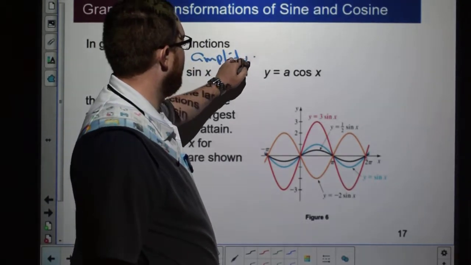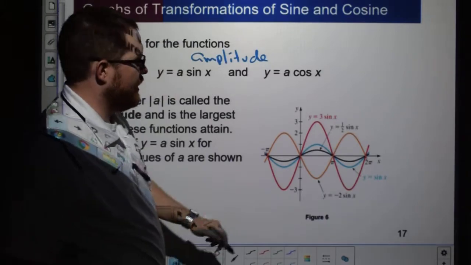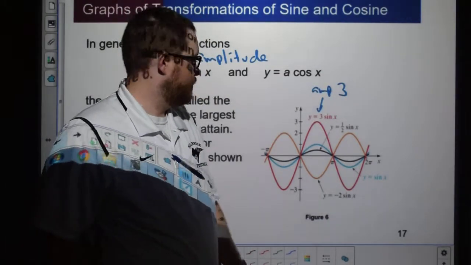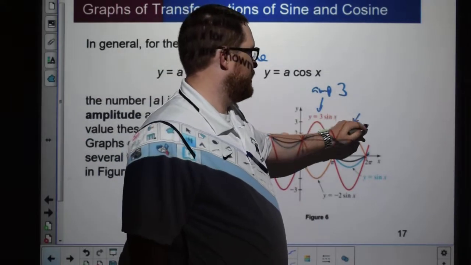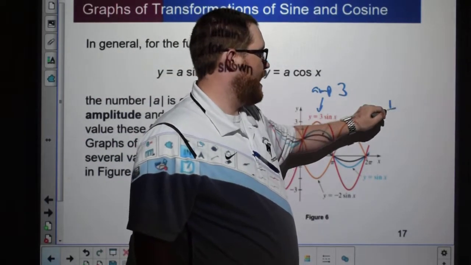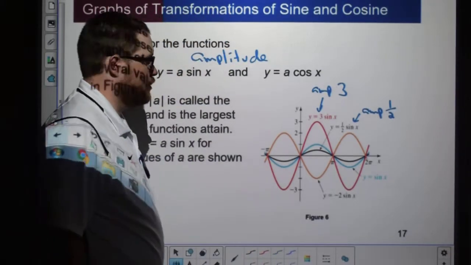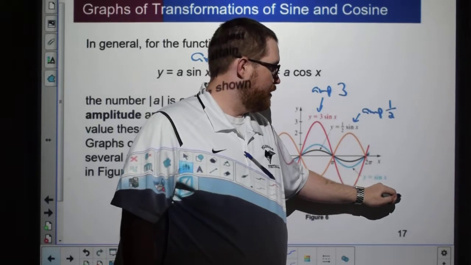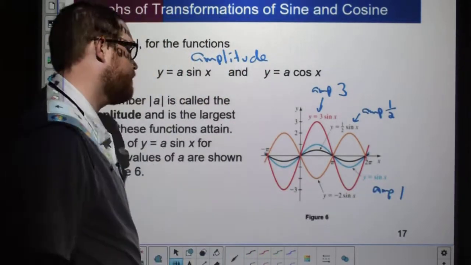Amplitude. So, for example, y equals 3 sine x has an amplitude of 3. y equals 1/2 sine of x has an amplitude of 1/2. What is the amplitude for normal sine without anything in front? Well, there is a number in front. It's got an amplitude of 1.